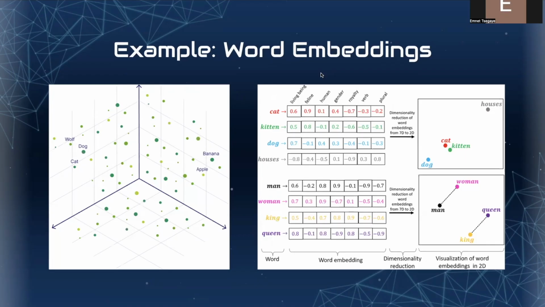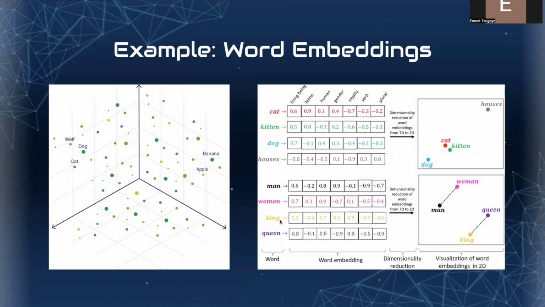Let's take the word king, right here. Instead of storing it as text, we might represent it as something like 0.5, -0.4, 0.7, 0.8, and so on till -0.6. Let's say, for this case, it's a 7-dimensional vector, but it can be an n-dimensional vector where each dimension captures some aspect of its meaning.